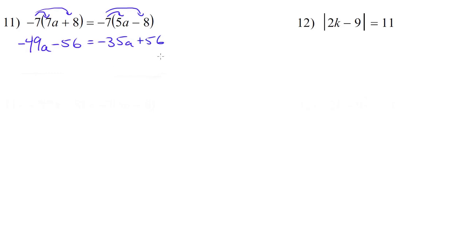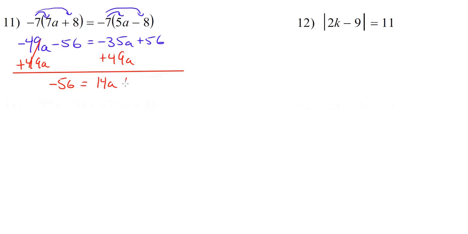Now we have variables on both sides. We want to get rid of the variable of lesser value. That's going to be negative 49a. So we are going to add 49a to both sides. On the left, the a's cancel out, leaving us with negative 56. And on the right, negative 35a plus 49a is 14a. And we bring down this plus 56.